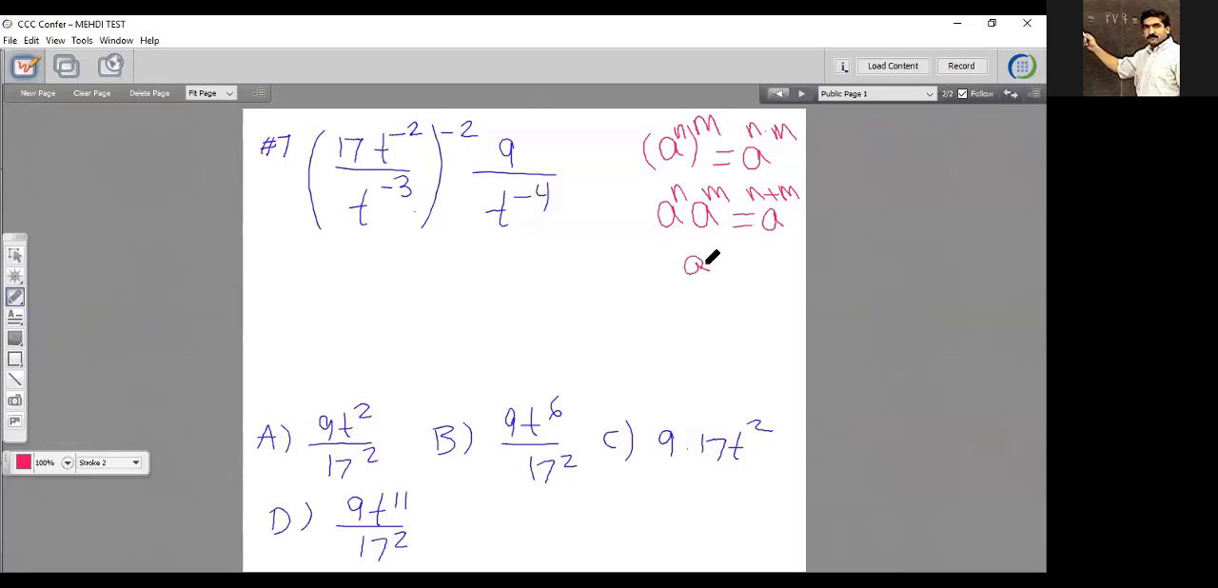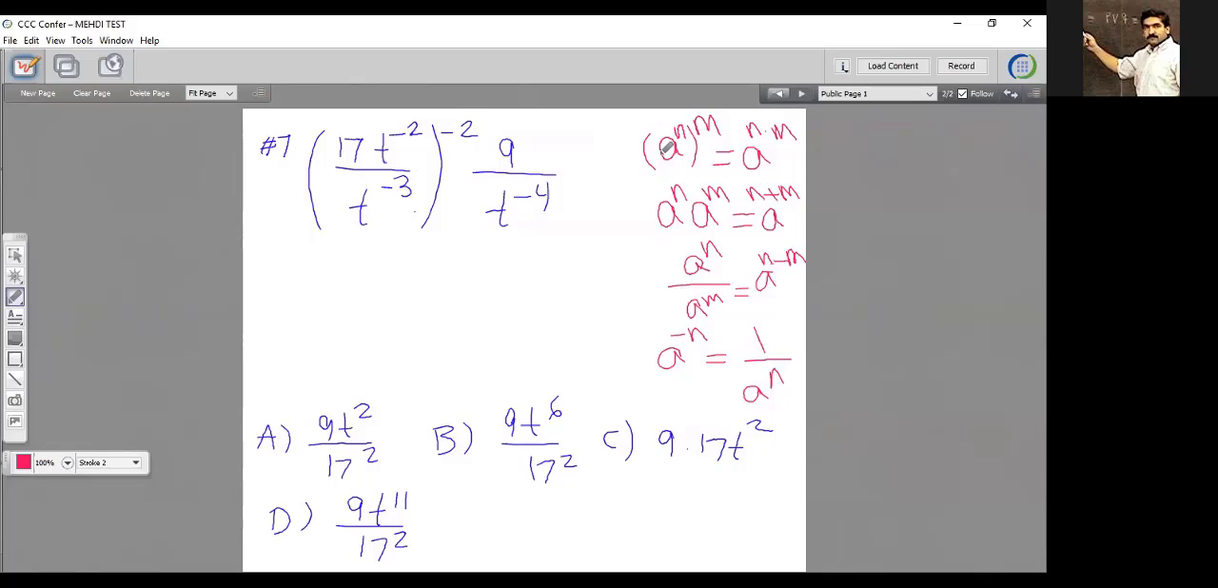If I have a to the power of n over a to the power of m, that's the same as a to the power of n minus m. We want to make sure that if you have a to the power of negative n, you want to make it positive as 1 over a to the power of n. So these are the properties that you need to know. You can do this in any order you like, really.